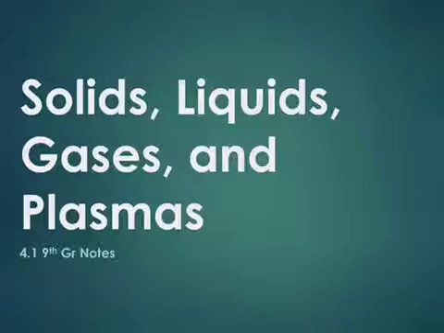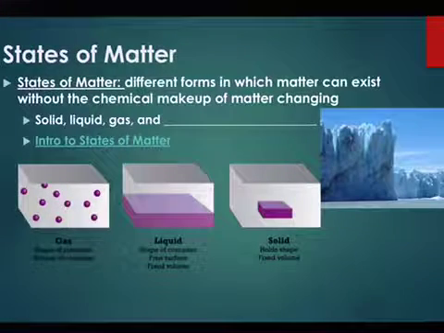So there's this little riddle that says, if an optimist sees a glass half full and a pessimist sees a glass half empty, how does a chemist see the glass? Well, the chemist is going to see the glass completely full because it's half full of liquid and half full of gas. So in this section, we're going to look at what solids, liquids, gases, and even plasmas are.